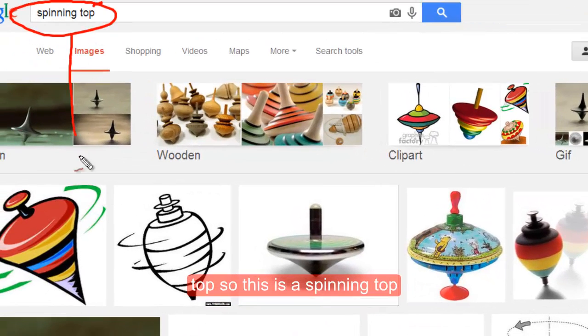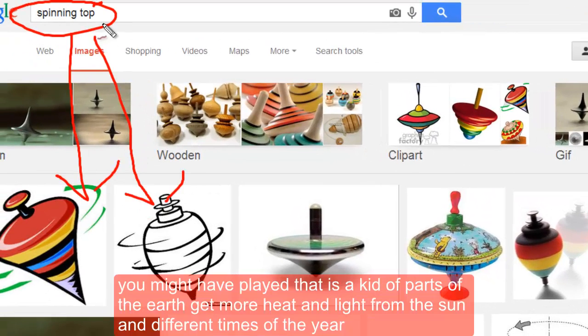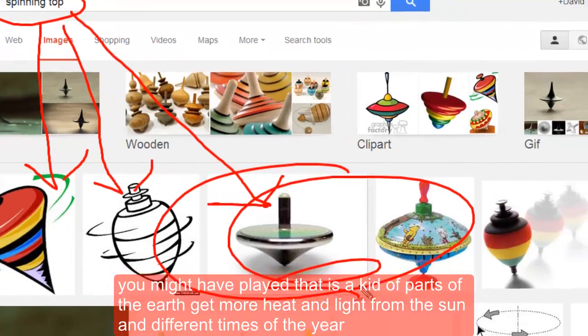So this is a spinning top. You might have played that as a kid.